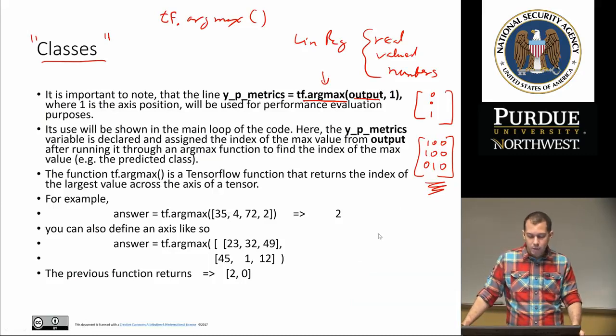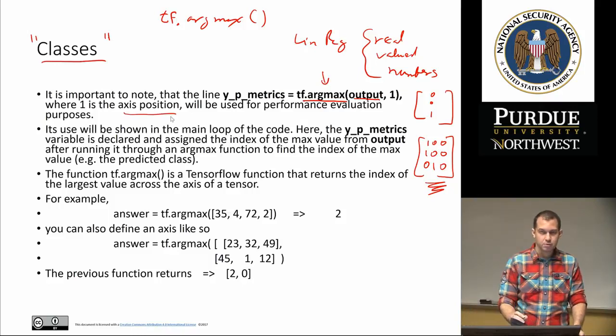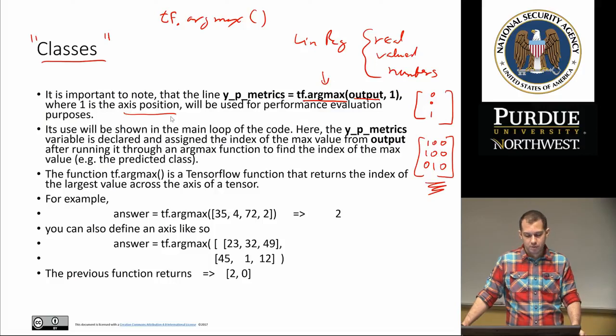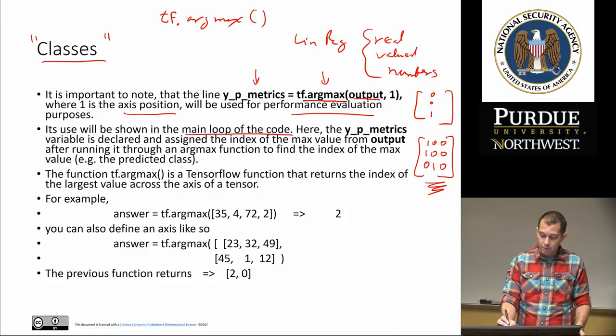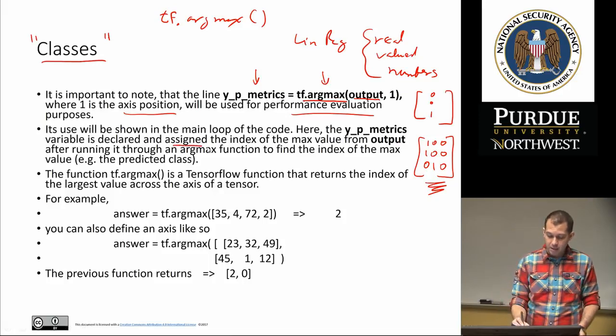All right, so we will use this function where 1 is the axis position, right? So we saw this already a little bit when we looked at shape in the previous video, and this is very similar to how shape works. And this will be used for performance evaluation purposes. Its use will be shown in the main loop of the code. So that's really where we're going to use it, because that's where we make calls to the functions. The YP metrics variable is declared and assigned. So this variable, YP metrics here, we'll declare it, and then it'll be assigned basically the index position of the maximum value. That's kind of the definition of what argmax does: we declare the YP metrics variable, and this will be assigned the result of argmax.